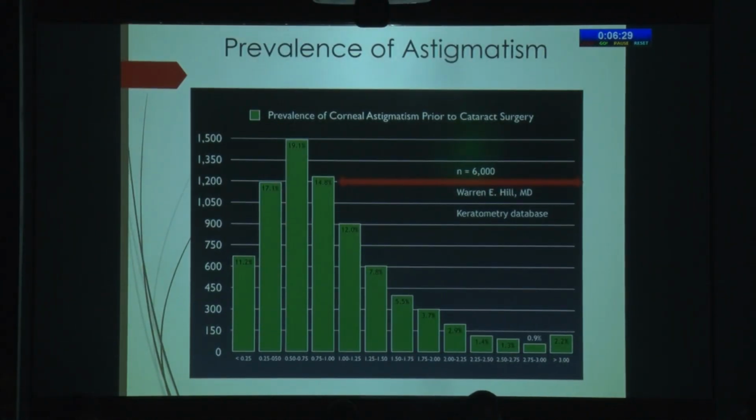Now, if we look at the prevalence of astigmatism, we will see by Warren Hill, about 6,000 patients, about 40 to 45% of the patients, in fact 50% of the patients, have over 0.75 diopter of astigmatism.